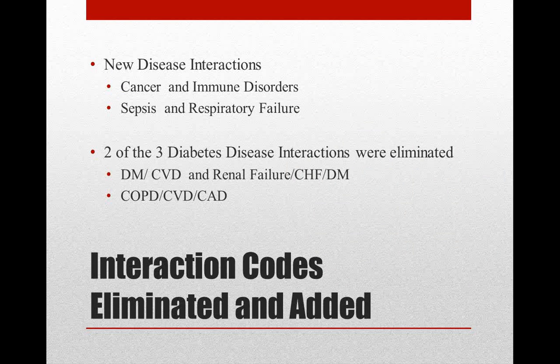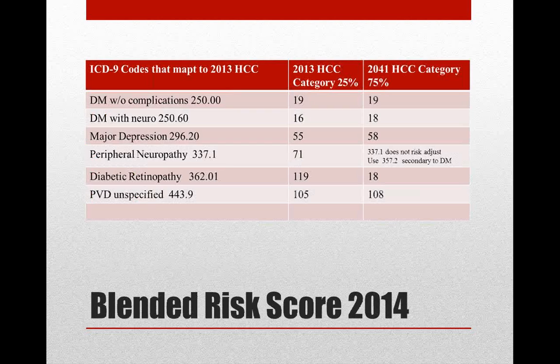They're also changing our disease interaction codes. There's going to be 2 new ones, sepsis and respiratory failure, and cancer and immune disorders. They're going to consolidate the diabetes from four of those into 2 of those. So as I showed you in that first slide, the red ones, the diabetes, CVD, and renal failure, CHF diabetes will be eliminated, as will the COPD and the CVD and the coronary artery disease. However, for this year, you still need to make sure you code all of that.